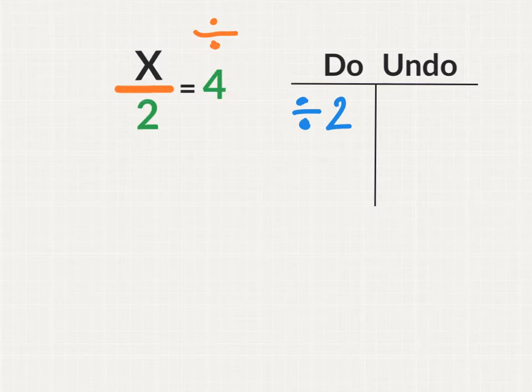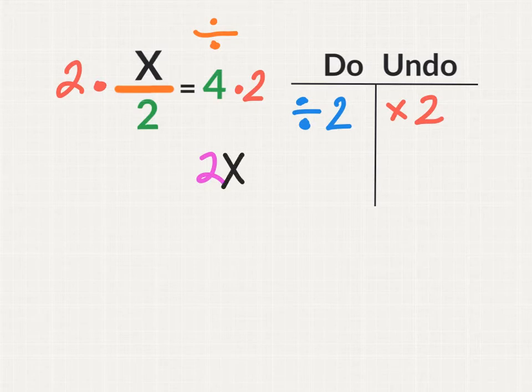So then what is the inverse of dividing by 2? And if you had said multiply by 2, you'd also be correct. We're going to need to multiply both sides of our equation by 2. 2 times x over 2 equals 4 times 2. Now 2 times x over 2 would give me 2 times x, right? Which would give me 2x.